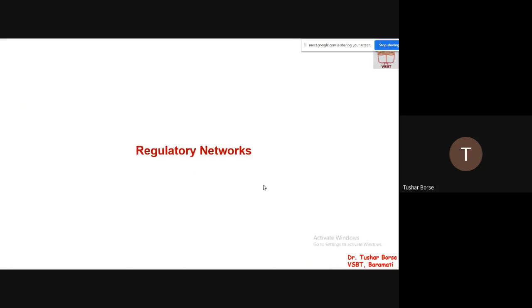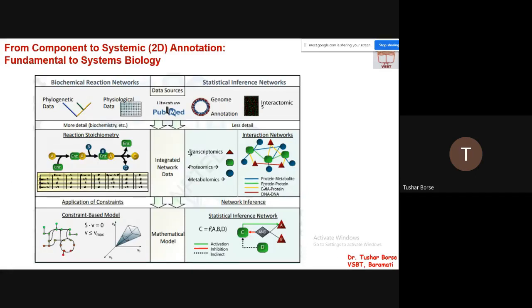Fine. So this is the regulatory network we are going to talk about. As I told you, what do you mean by 1D annotation? 1D annotation is simply that you have the genomic information, and from that genomic information you can segregate them in the form of ORFs, that is, open reading frames. These open reading frames we have identified, and we have assigned them. We have found that these particular genes or ORFs are responsible for one particular product. According to that, one example which I have quoted is in the case of E.